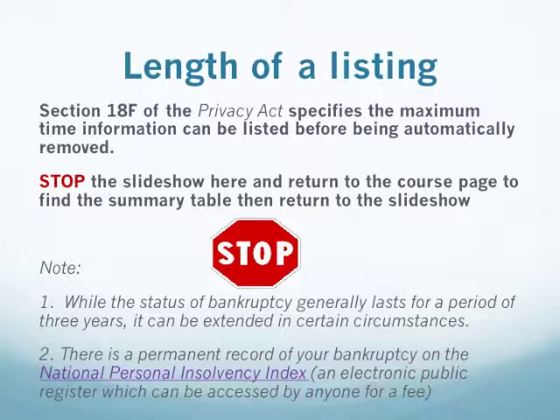Stop the film here. Section 18F of the Privacy Act specifies the maximum permissible period that information can be listed before being automatically removed. Please note that while the status of bankruptcy generally lasts for a period of 3 years, it can be extended in certain circumstances. Also, there is a permanent record of your bankruptcy on the National Personal Insolvency Index, which is an electronic public register which can be accessed by anyone for a fee.